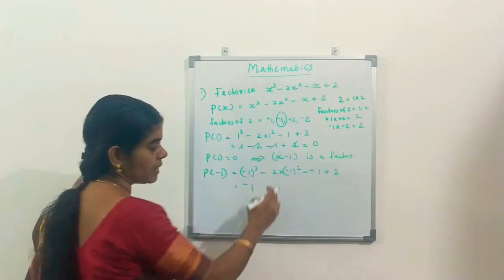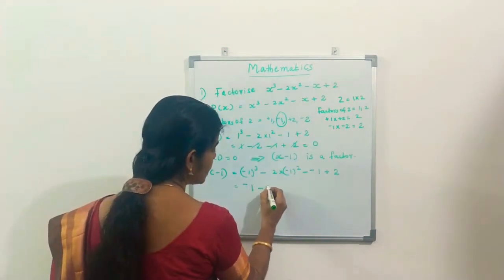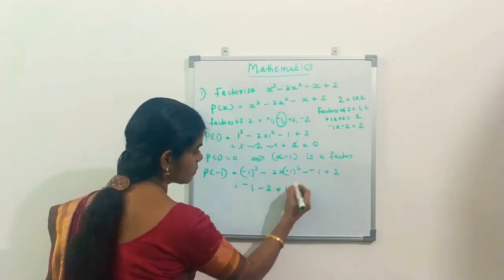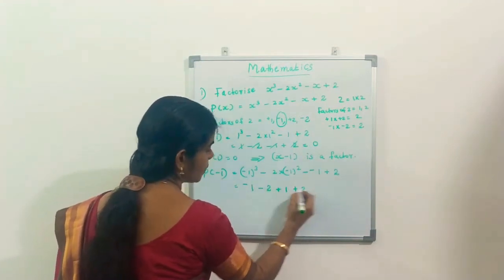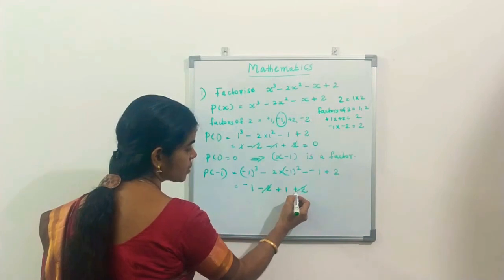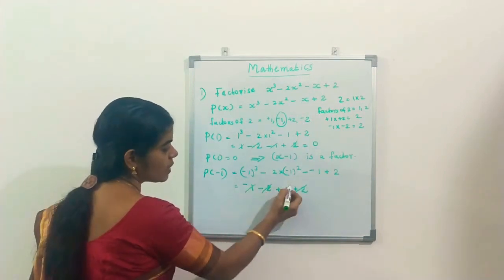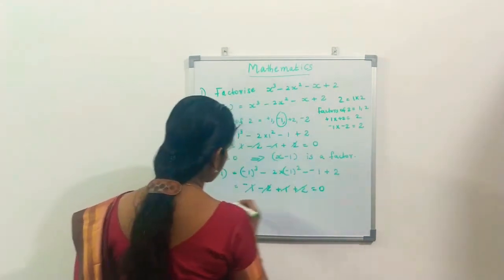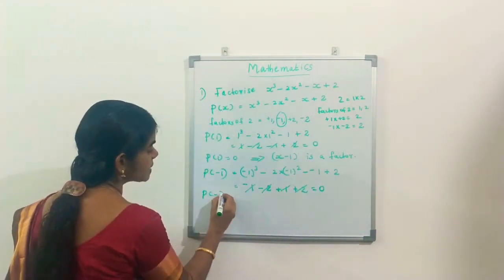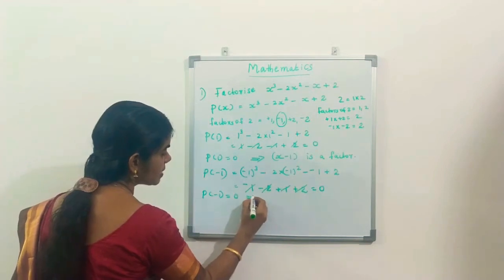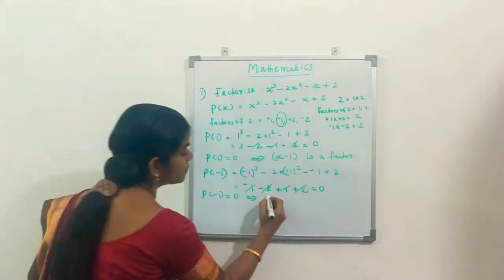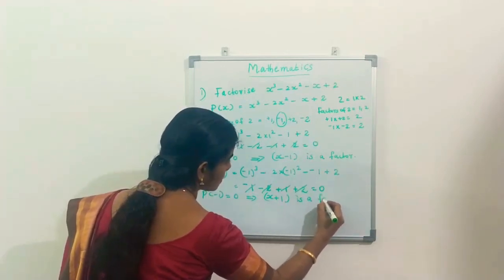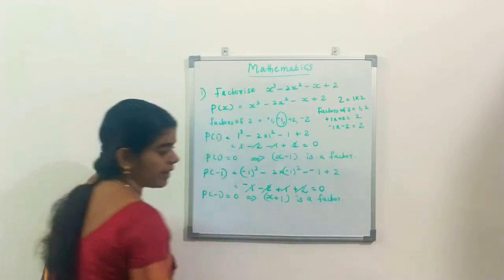minus 1 into minus 1 becomes a positive number. Minus 2 into 1 means minus 2. Minus of minus 1 means plus 1. This will be plus 2. Then minus 2 and plus 2 we can cancel. Minus 1 and plus 1 also we can cancel. Therefore you got 0. That means p of minus 1 equals 0, therefore x plus 1 is a factor. Now you got two factors.